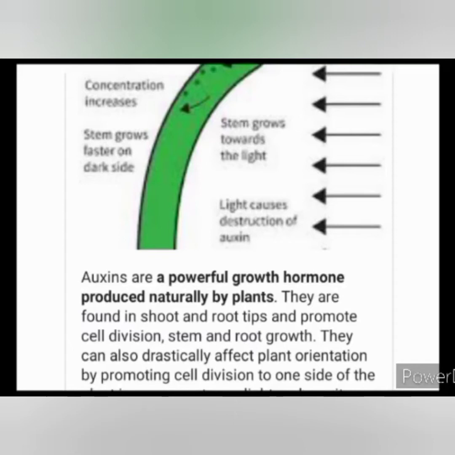Auxins are a powerful growth hormone produced naturally by plants. They are found in shoot and root tips and promote cell division, stem, and root growth. They can also drastically affect plant orientation by promoting cell division to one side of the plant in response to sunlight and gravity.